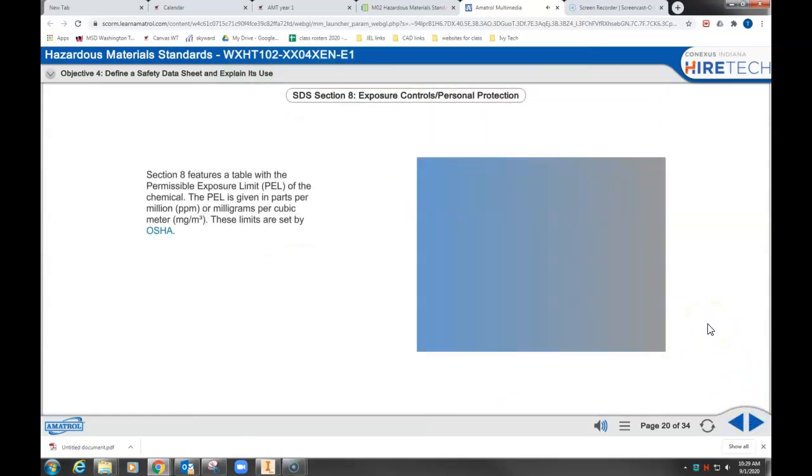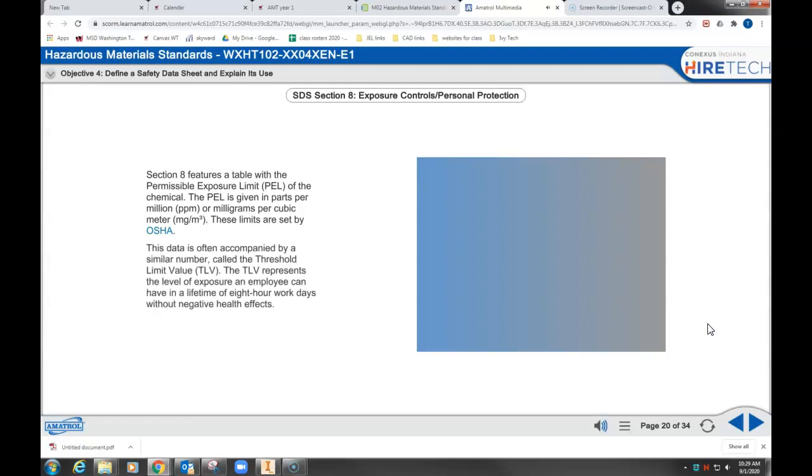Section 8 features a table with the permissible exposure limit, or PEL, of the chemical. The PEL is given in parts per million or milligrams per cubic meter. These limits are set by OSHA. This data is often accompanied by a similar number, called the threshold limit value, or TLV. The TLV represents the level of exposure an employee can have in a lifetime of 8-hour workdays without negative health effects.